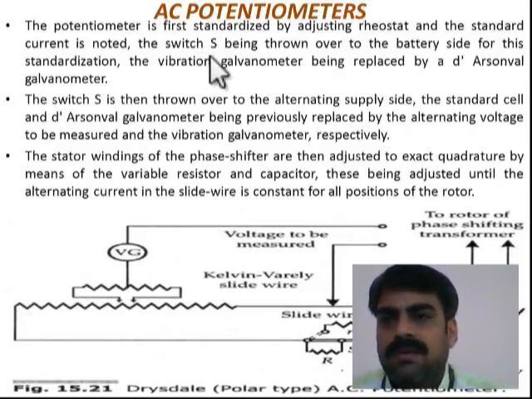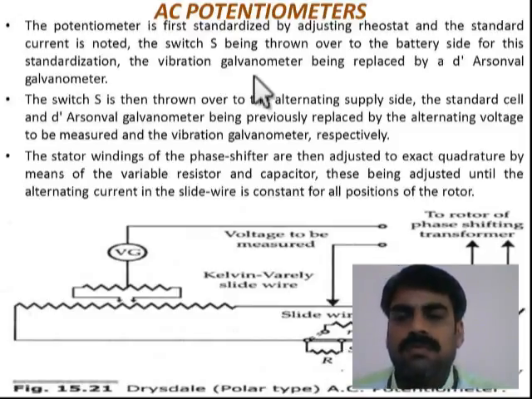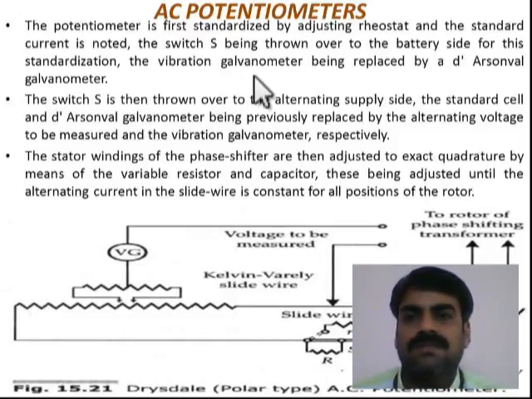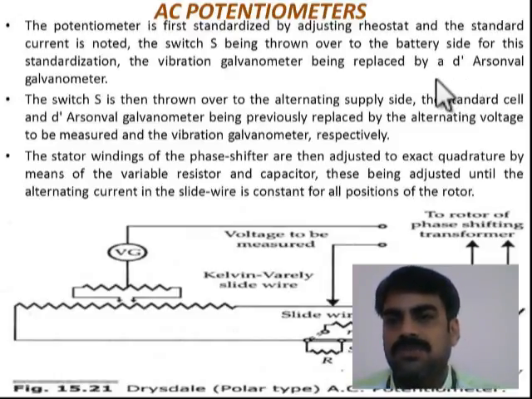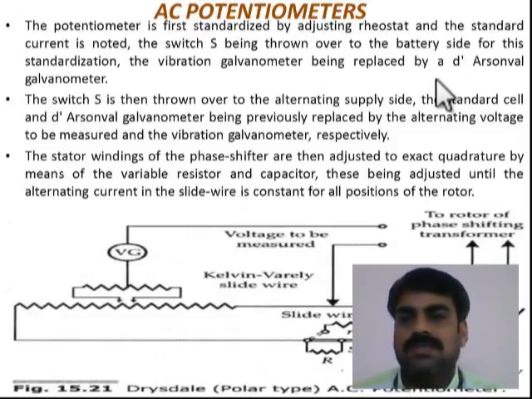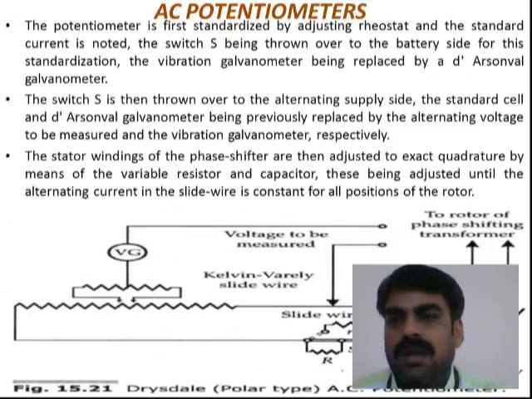And here, when we are going to measure unknown EMF, first we have to do the standardization. When we are about to do the standardization, we will replace the normal vibrational galvanometer by a d'Arsonval galvanometer, and the standard DC source is connected in place of the AC source, and the working current will be adjusted. This is how we do the standardization.